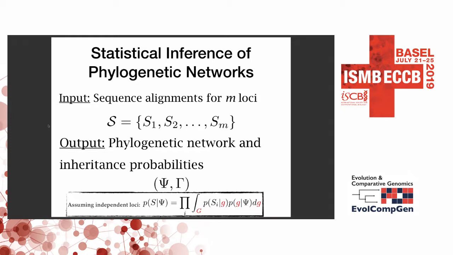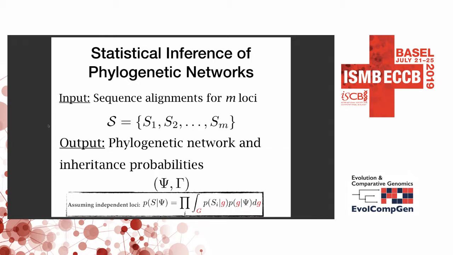So this is a formula that is central to statistical inference of phylogenetic networks under what we call the multi-species network coalescent. This formulation allows us not only to account for hybridization and reticulation in general, but also to account for incomplete lineage sorting and these kinds of processes that result in incongruence.